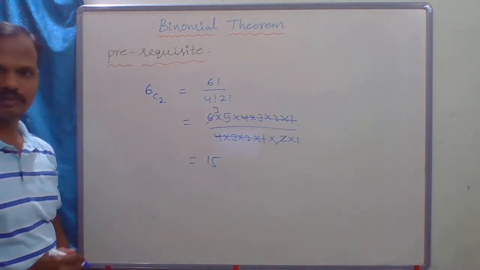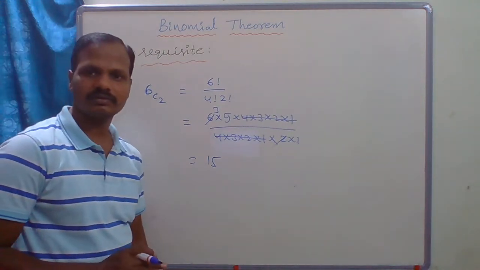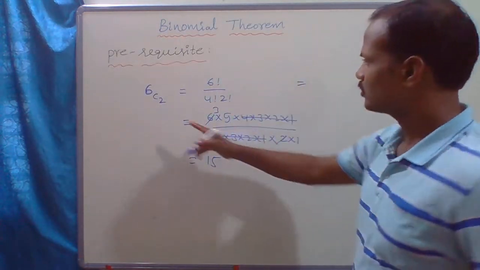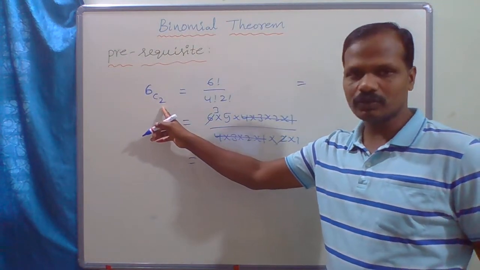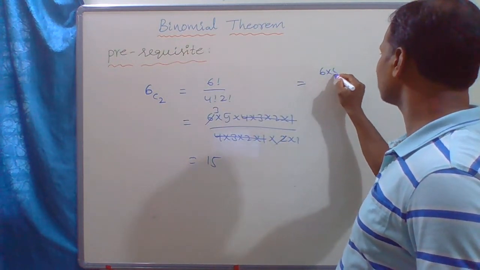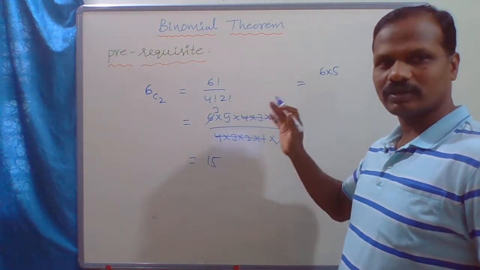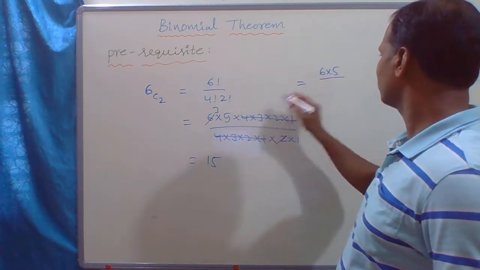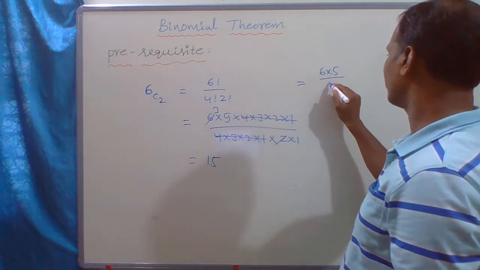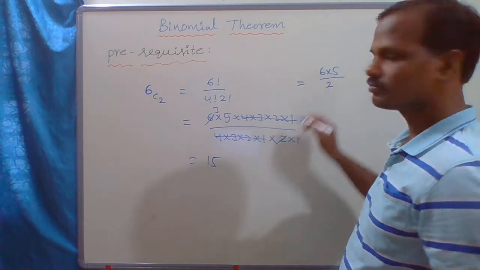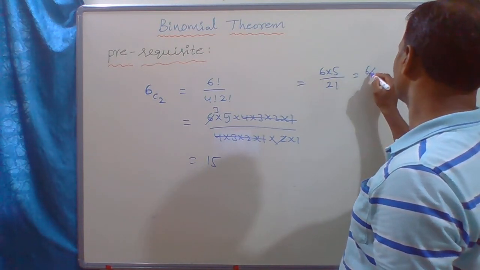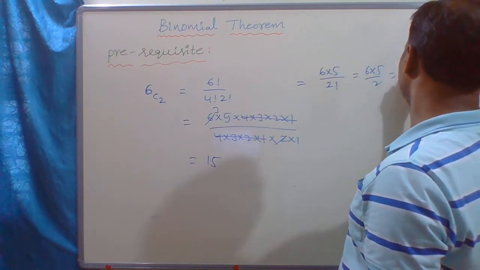So this is the general process. But how will we calculate this fast? For 6C2, what is the r value? 2. So just write down 2 terms only in the numerator: 6 into 5, decreasing, divided by 2 factorial. Which equals 6 into 5 by 2, which equals 15.